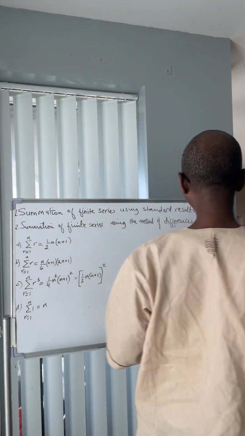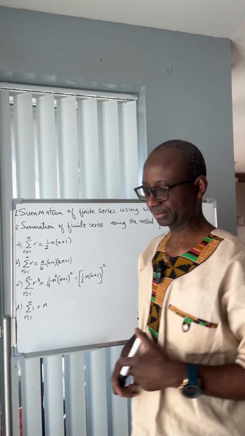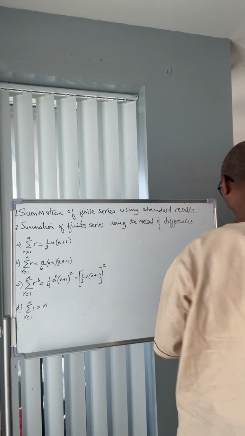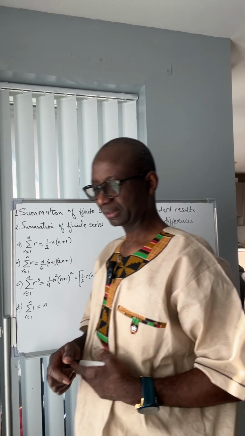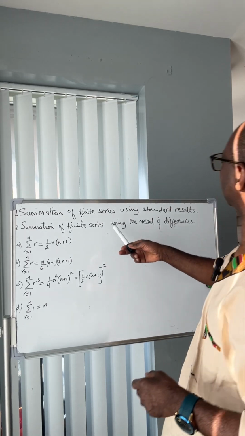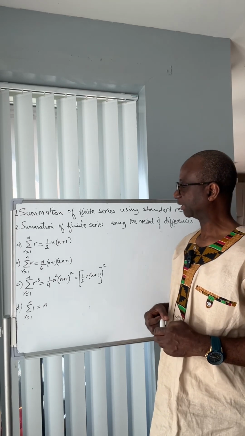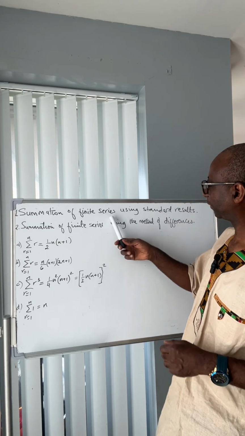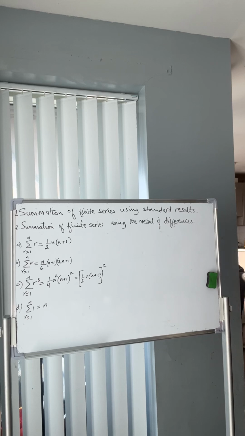Today we're going to look at summation of finite series, not infinite series. But we are going to apply two different results to solve these problems. We are going to use standard results in one case, and in the other case, we're going to use the method of differences. Summation of finite series using standard results, and summation of finite series using the method of differences.